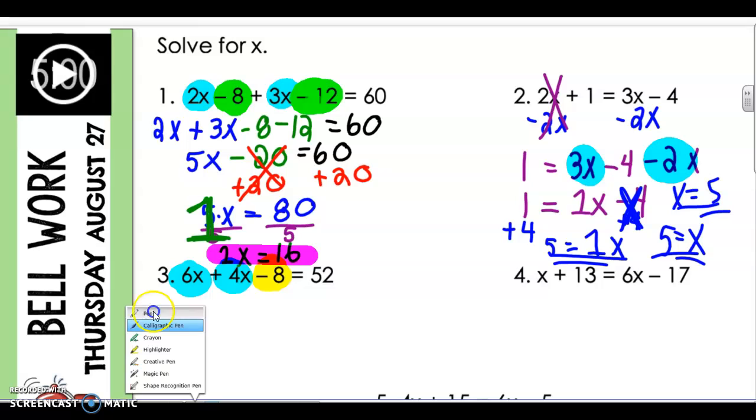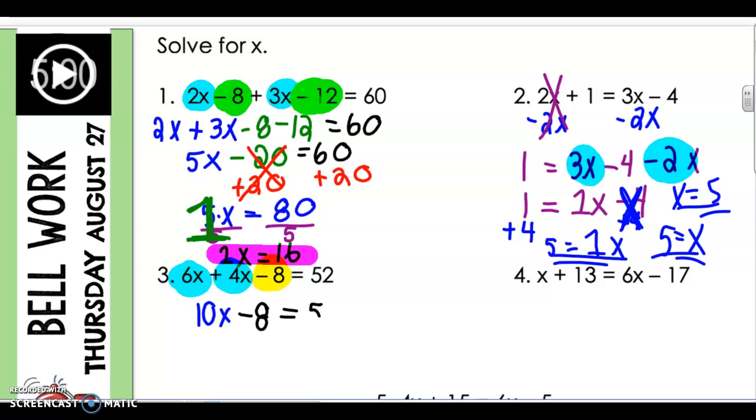Now let's go through and combine those like terms. So 6x plus 4x is 10x. We're going to just bring down this minus 8. It's still a part of the equation. We can't just forget about it. Equals 52.